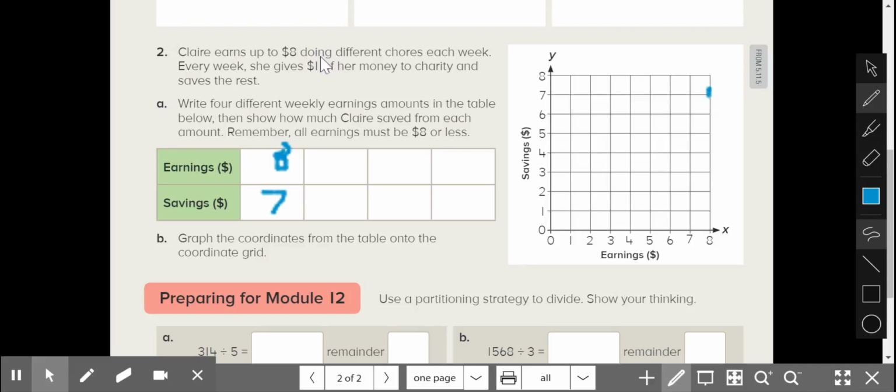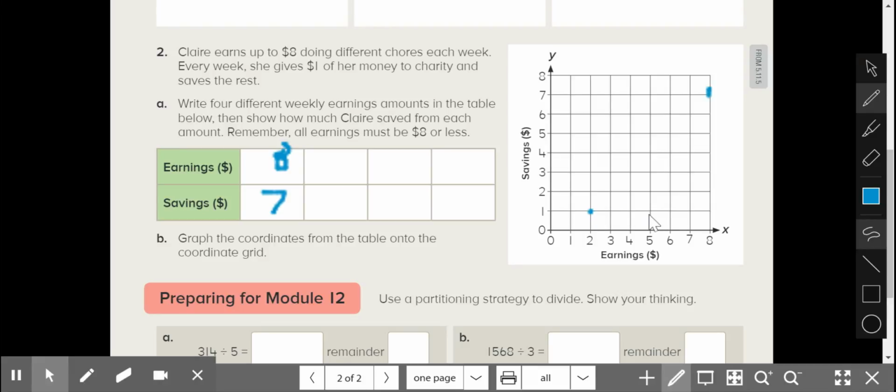Claire earns up to $8 doing different chores each week. Every week she gives $1. It doesn't say that every week she earns $8. It says that every week she earns up to $8, but $1 of whatever she makes goes to charity. So if we said that she earns $2 and she gives $1 away, then we know that she would get $1 in her savings. It's $1 for herself and $1 to charity.